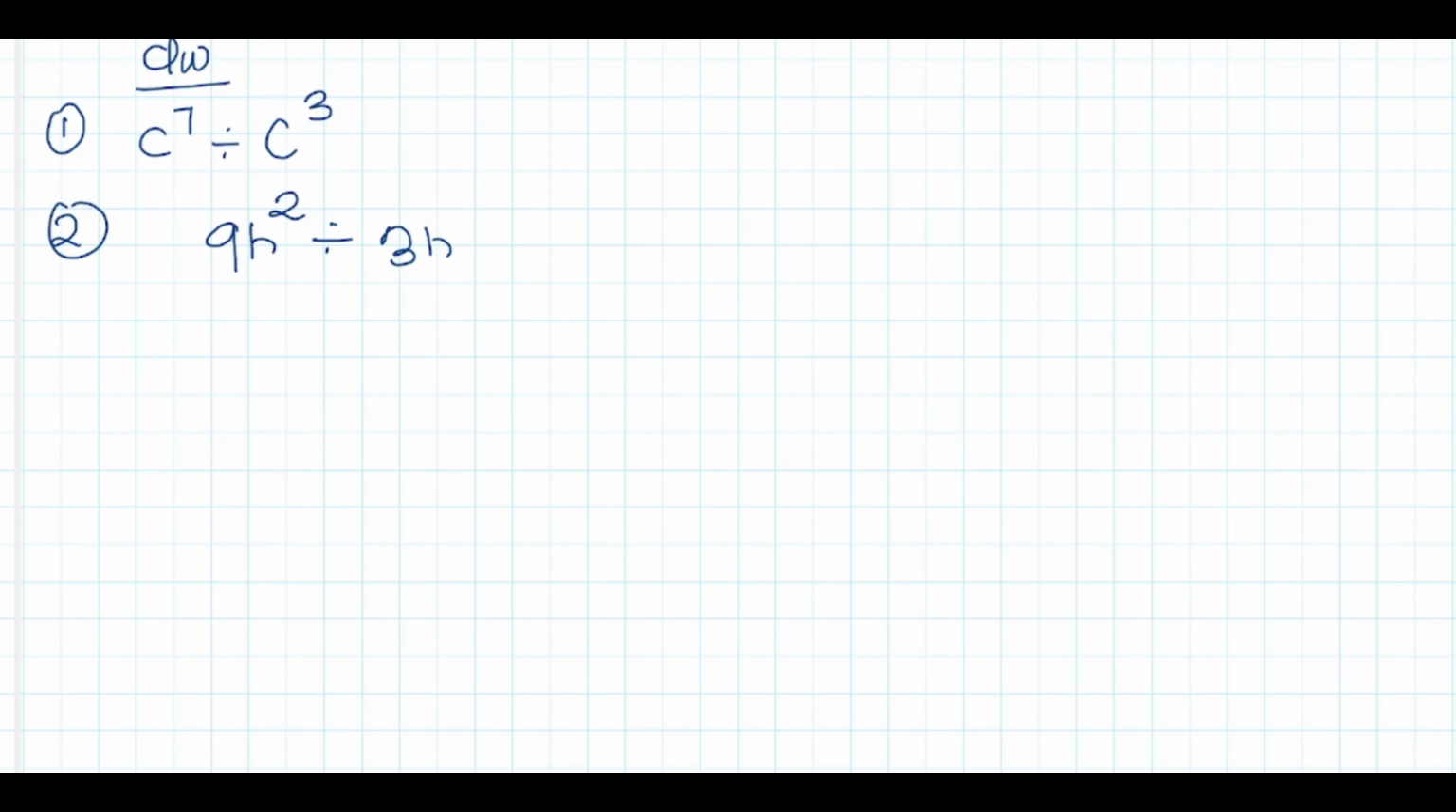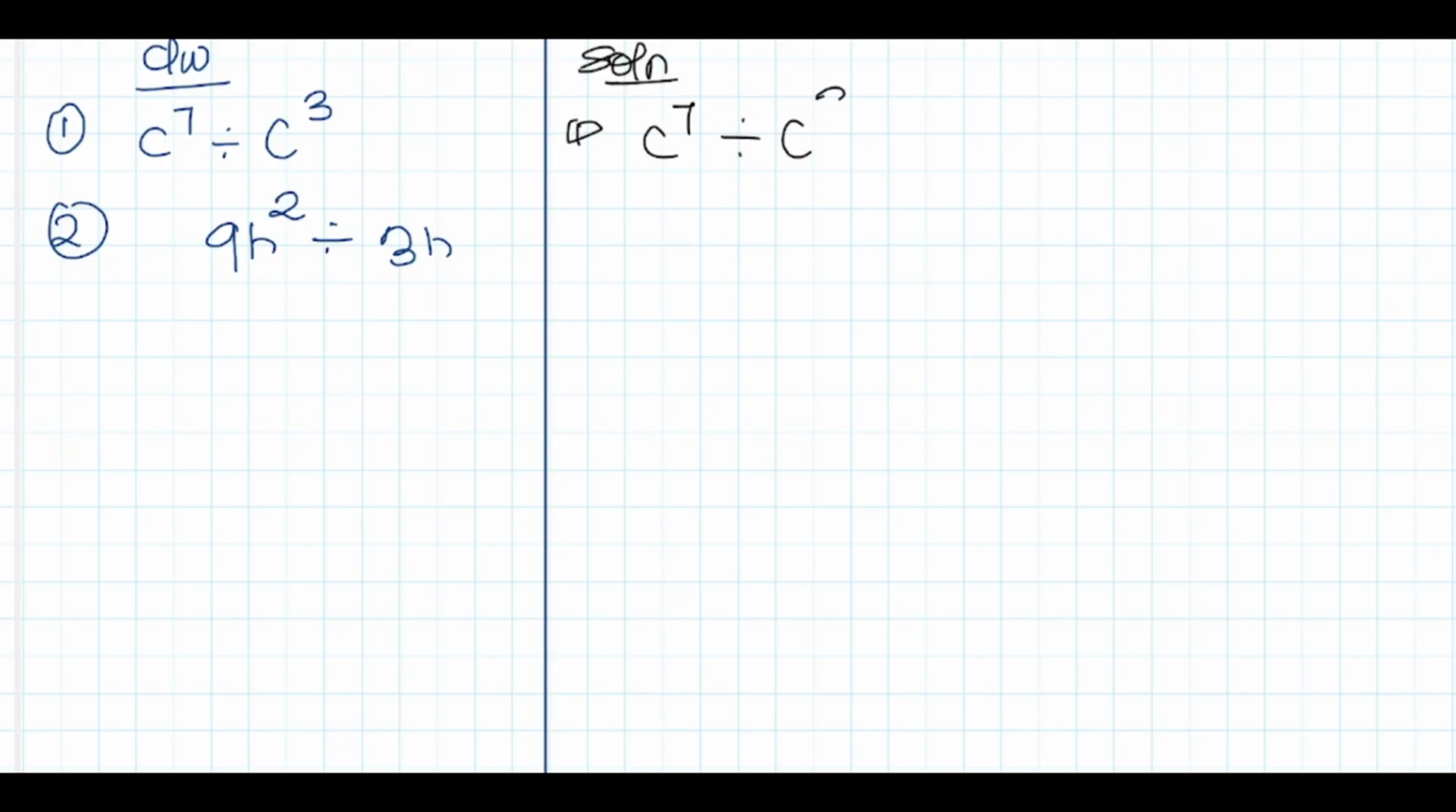Good. Welcome back. Now let's solve together while you mark. So in the first one, solution number 1, c raised to power 7 divided by c raised to power 3. We subtract the power, c raised to power 7 minus 3, which is c raised to power 4. So if you get it correctly, mark and give yourself 2 marks.